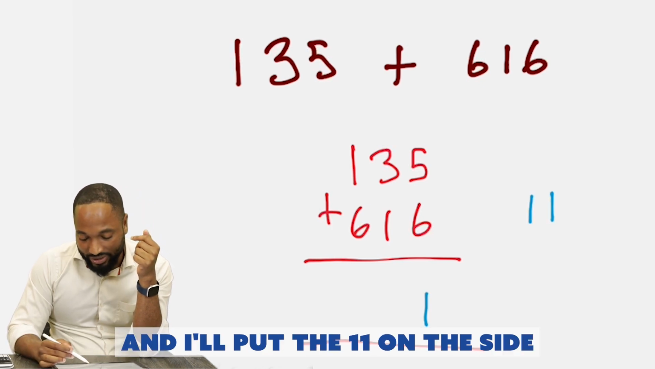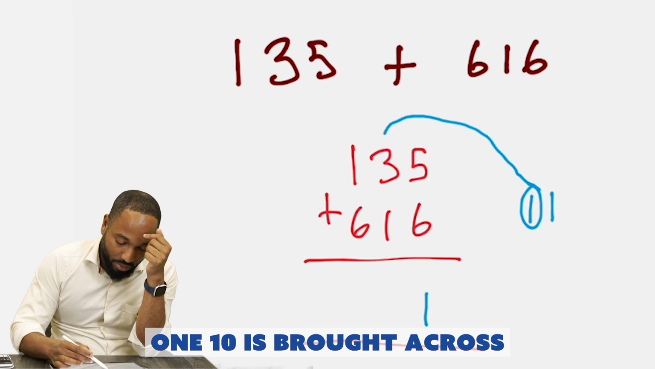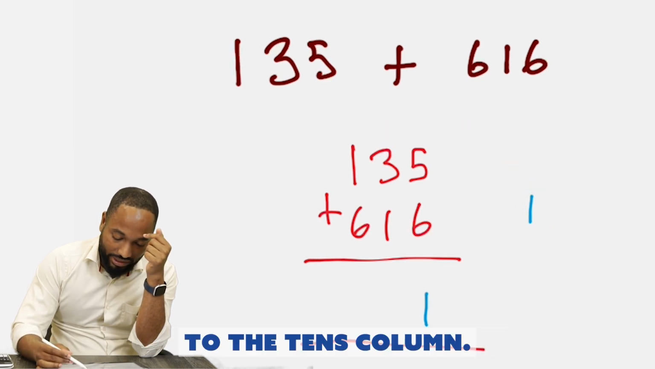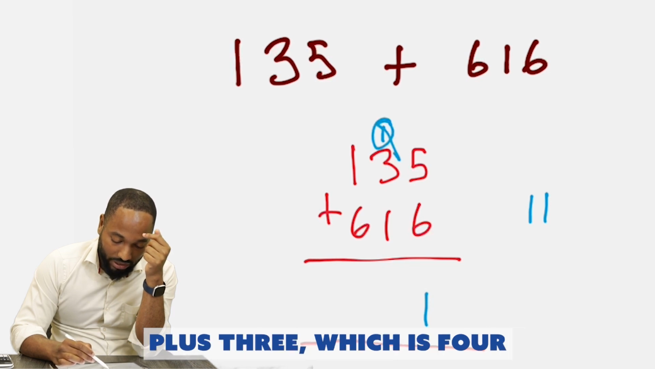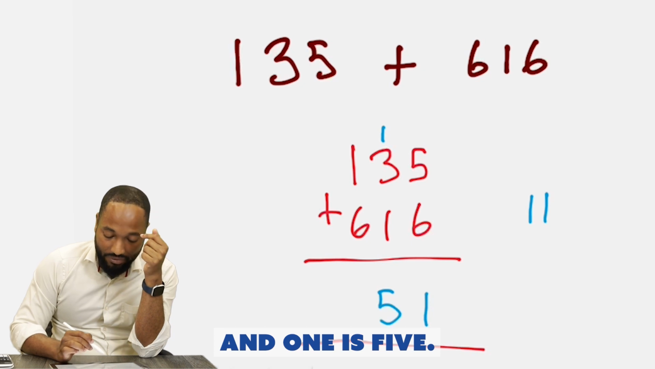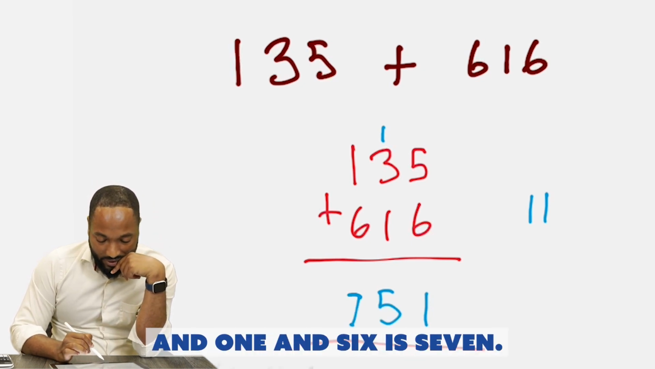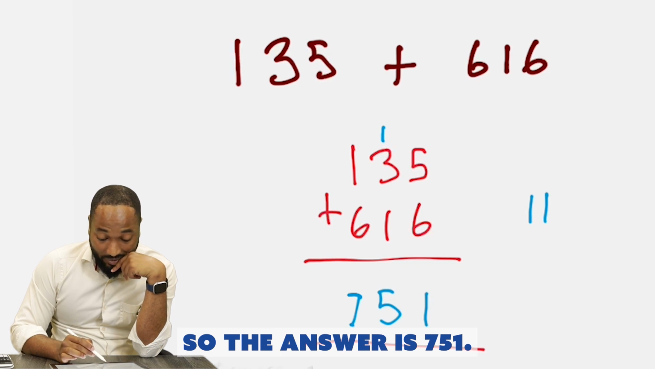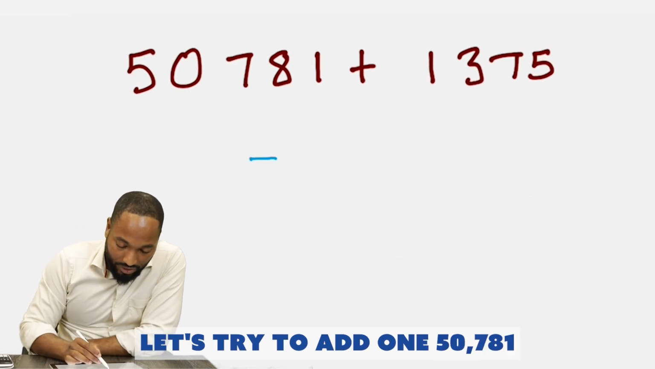And I'll put the 1 on the side so that I know this 10 is brought across to the tens column. Now I will have to add 1 plus 3, which is 4, and 1 is 5. Does that make sense? And 1 and 6 is 7. So the answer is 751. Fascinating. Let's try another one.